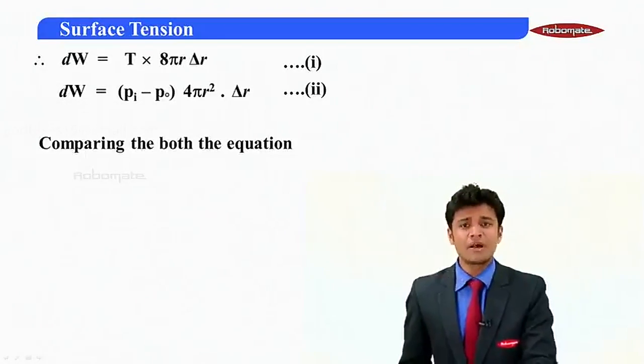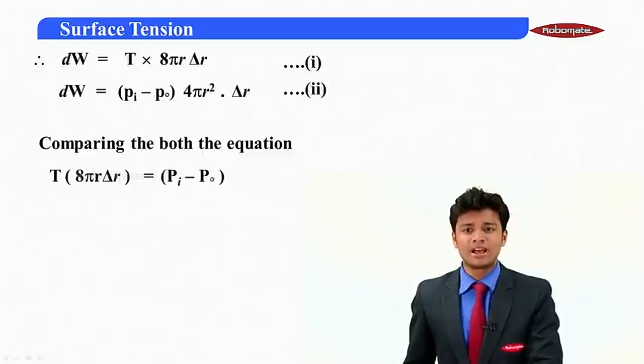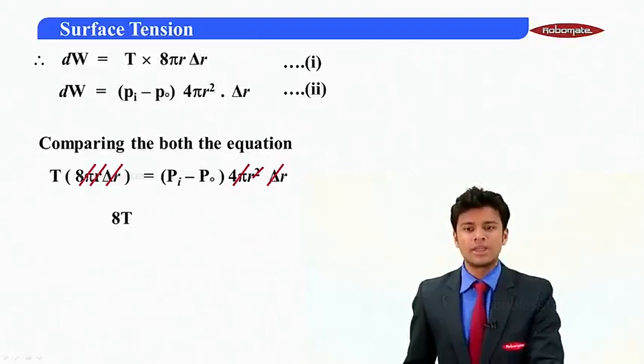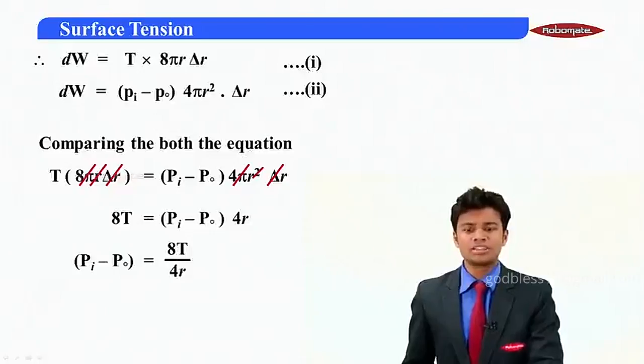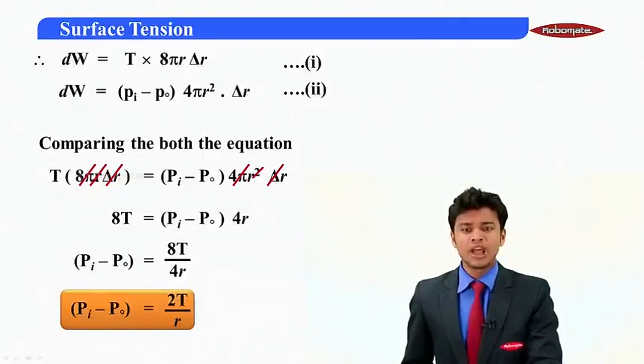Now class, on the left hand side I have work done. So if I compare the right hand side, T into 8 pi r delta r is equal to (Pi minus P naught) 4 pi r square into delta r. Now pi and pi get cancelled, delta r and delta r also get cancelled, and one of the r gets cancelled on either side. So I end up getting 8 times T is equal to (Pi minus P naught) into 4 into r. If I solve it further, I get Pi minus P naught is equal to 8T upon 4r, which is nothing but 2T upon r.